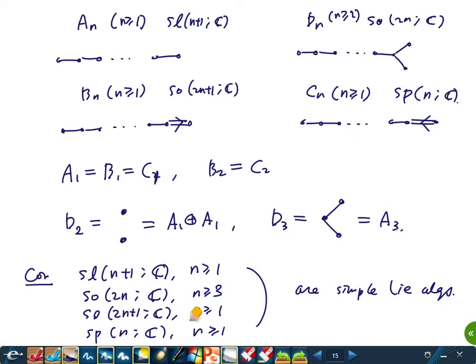Now, finally, I can tell you the classification theorem for the semi-simple Lie algebra and also equivalently irreducible root systems. So, classification. Again, this will be stated without proofs.